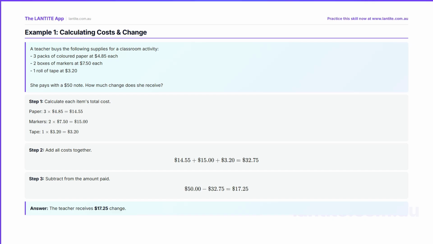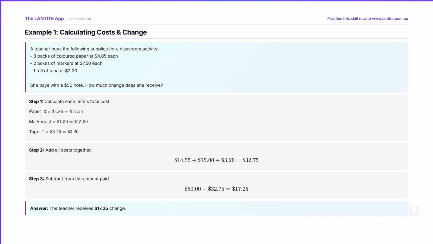A teacher buys 3 packs of colored paper at $4.85 each, 2 boxes of markers at $7.50 each, and 1 roll of tape at $3.20. She pays with a $50 note. Step 1. Calculate each total. 3 times $4.85 is $14.55. 2 times $7.50 is $15, and 1 tape is $3.20.